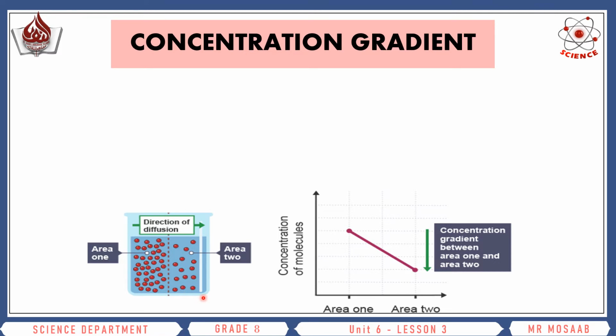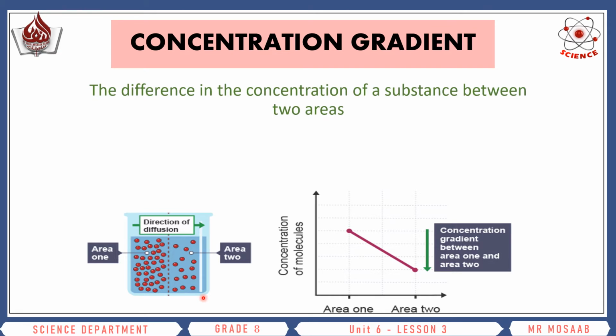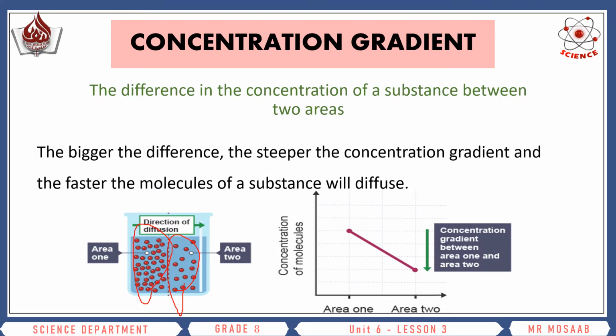So what is the concentration gradient? It is the difference in concentration between two areas. See, this area has a high concentration, but this one has a low concentration. So the difference between those two areas is the concentration gradient. And the bigger the difference, the steeper the concentration gradient and the faster the molecules of a substance will diffuse. By increasing the concentration gradient, the diffusion becomes faster.